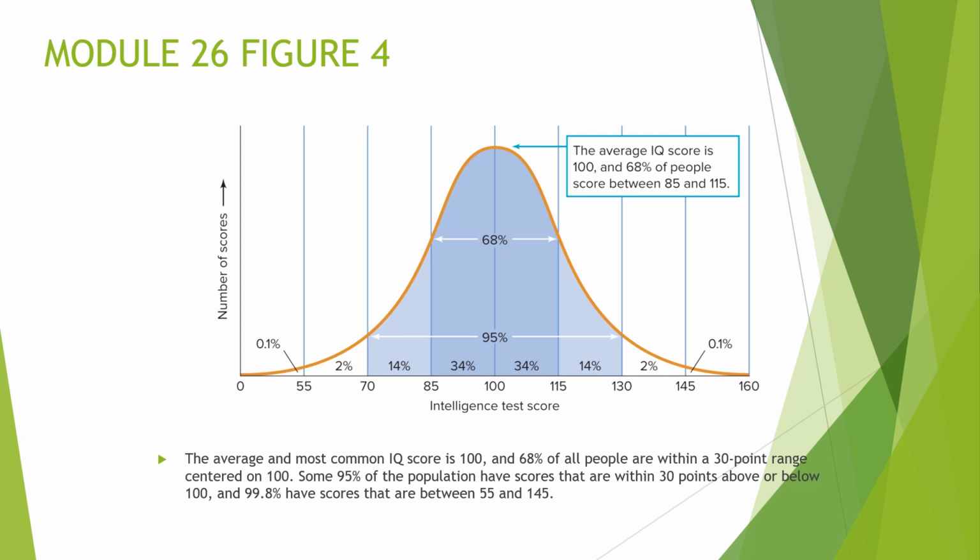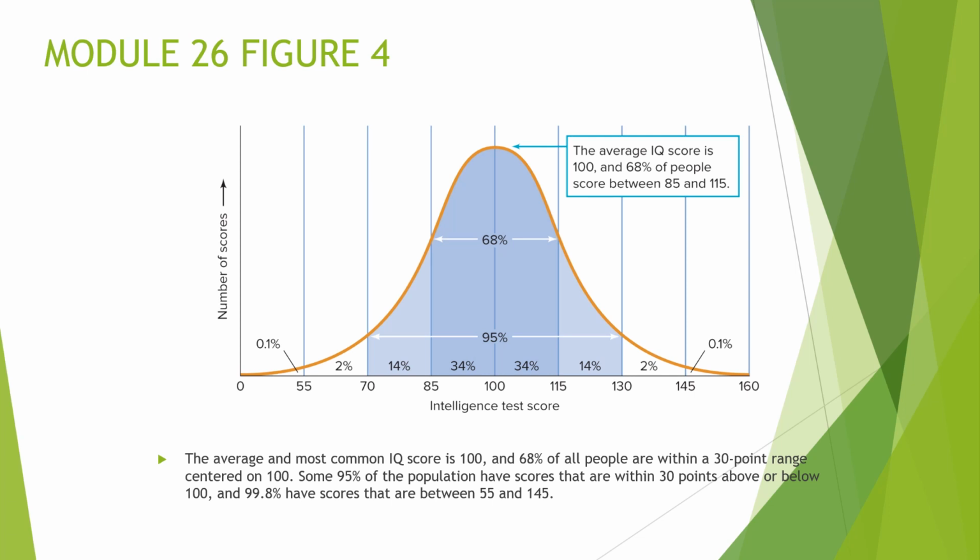Now, this picture, this is a bell curve. You may have heard me mention this book, The Bell Curve, in the previous chapter on language, right? The bell curve shows that the majority of the scores are in the center, right? So the average IQ score is 100.